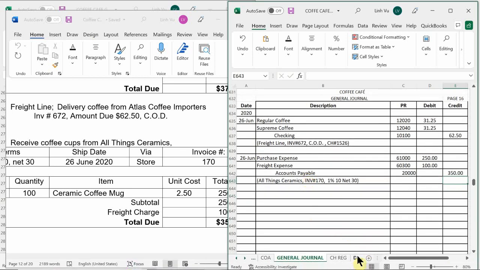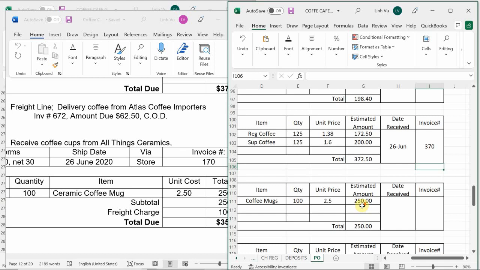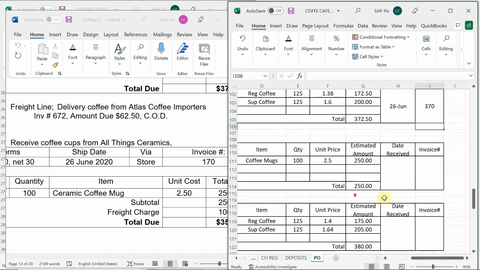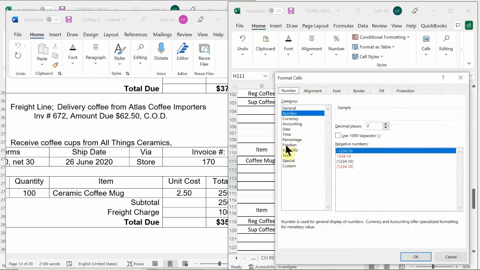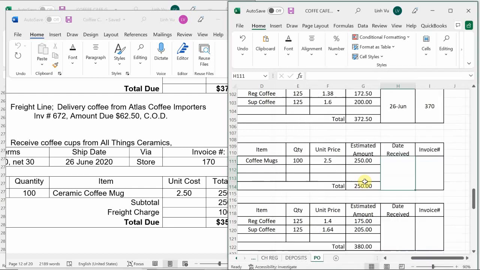I'm going to stop for a second to go ahead and enter that I received my inventory for the $250 right here, because I have another one for $251. So I need to do this one, because I have to match my purchase orders with my purchase orders. So in this case, 6/26 is when I received it, and it was invoice number 170.